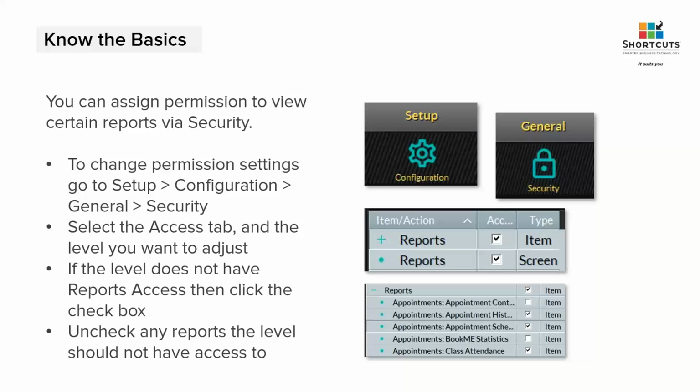That's one security permission, and that's the checkbox that says Reports Screen. The second is to choose the category and the specific reports. So this is done under Setup, Configuration, and then under the General category, you're going to go to Security.